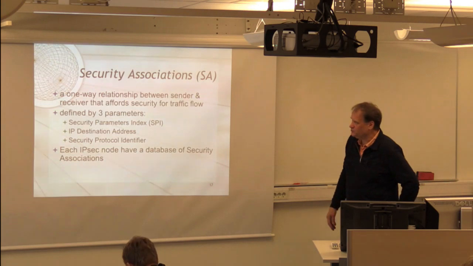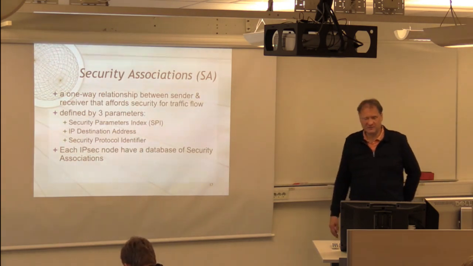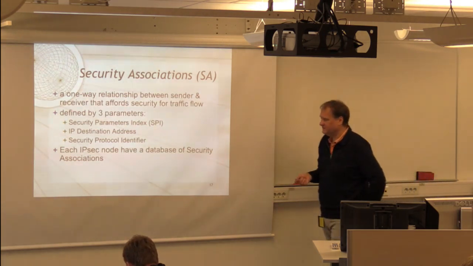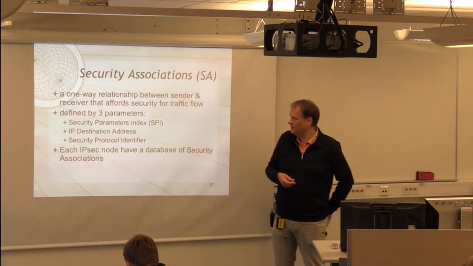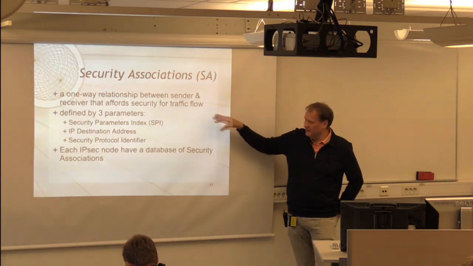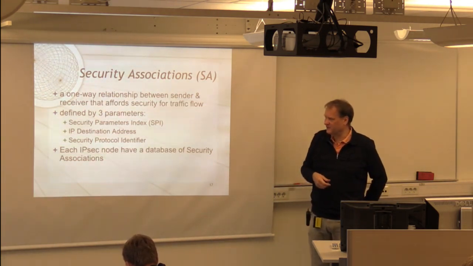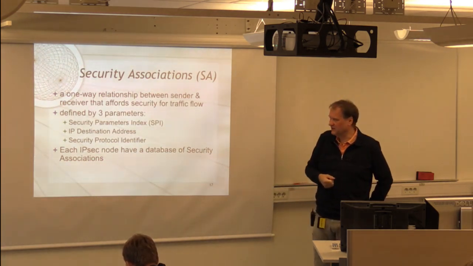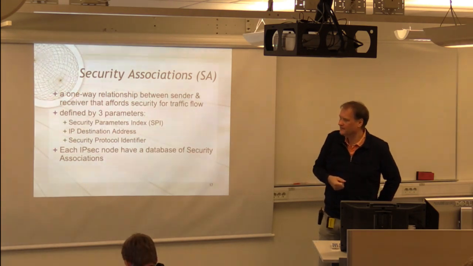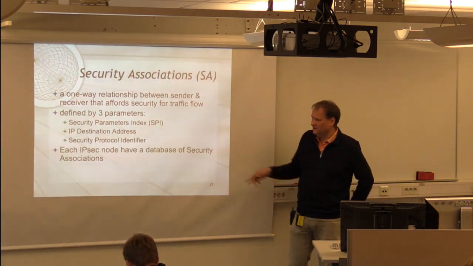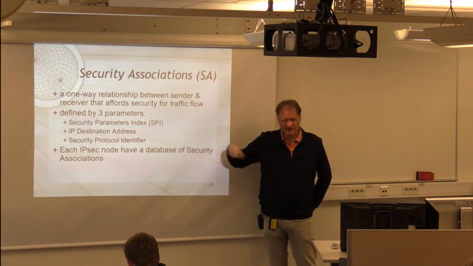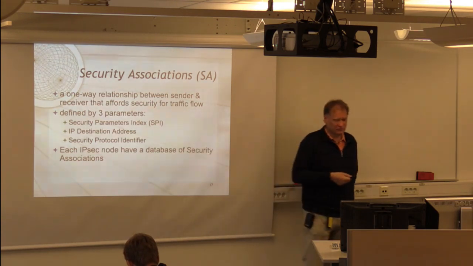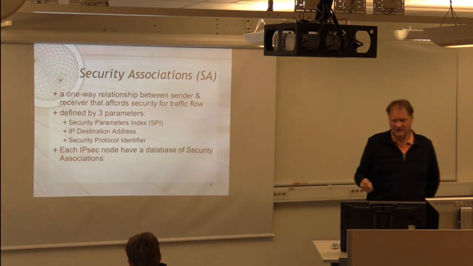So we said that we negotiate security associations. We have a database with currently active security associations between different IPsec implementations. Each security association is defined by these parameters. We have something called a security parameter index, which is just a random number we create when we create a security association. It's the destination IP address, the other side that we are communicating with, and an identifier of what protocol we're using, if we're using AH or ESP.